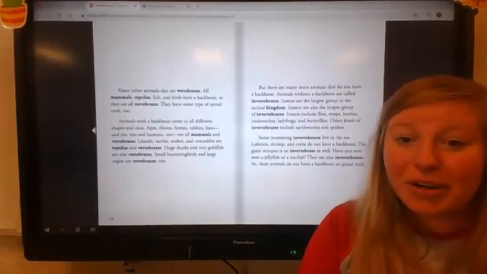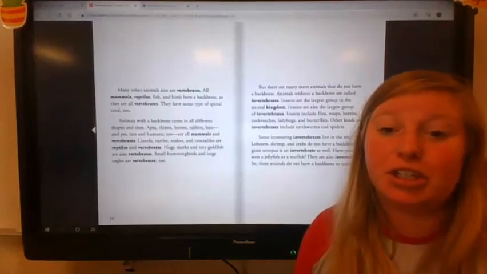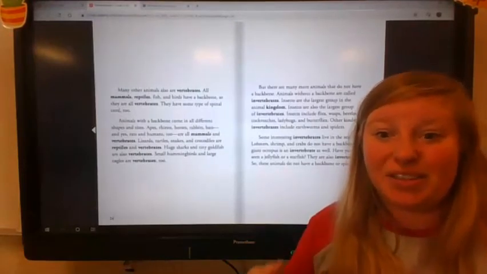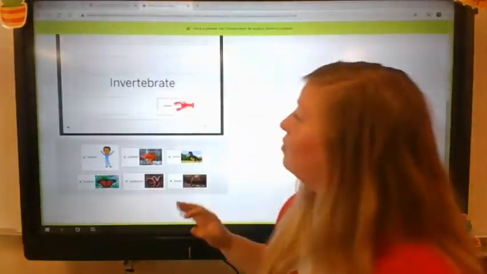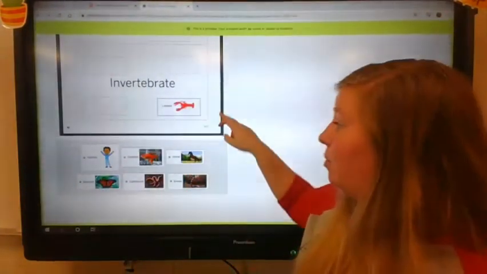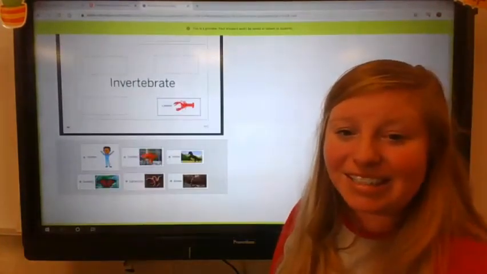Okay, so we're going to pause there because now we have read some really good introductory information, and I think we can separate the two, invertebrates and vertebrates. All right, and you will be able to do the activity page based on the information we read today.